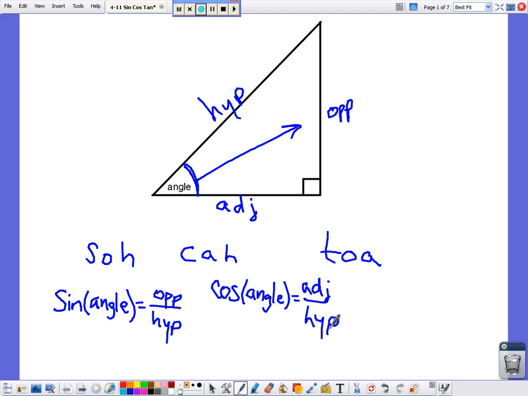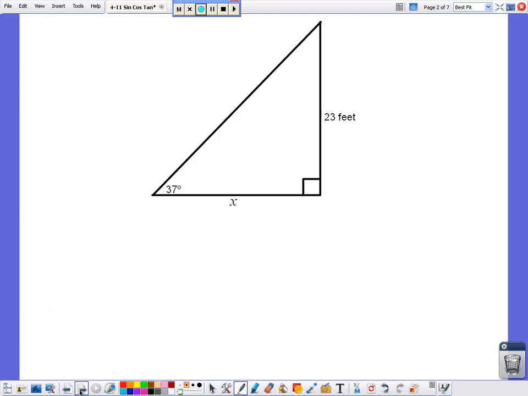And tangent, TOA actually, which is tangent of an angle, is always equal to the opposite side length divided by the adjacent side length. And that's the three trig functions with reference to a right triangle. This is called right triangle trig, so we must always have a right triangle when we use these trig functions. So let's have an example.